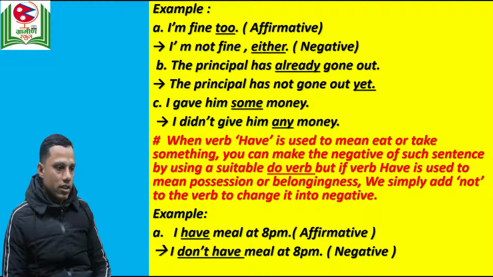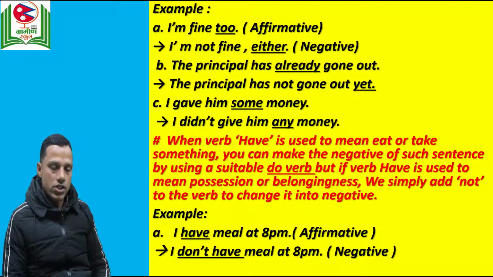Let's see some examples over here. I'm fine too. This sentence is in affirmative form. Now you can simply change this into negative as I'm not fine either. Yes, you can see there the word too in affirmative has been changed into either in negative form. Number B, the principal has already gone out. Now you can change this sentence into negative as the principal has not gone out yet. Already has been changed into yet. Similarly, in number C, I gave him some money. You can change this into negative as I did not give him any money. Here you can notice the word some has been changed into any, right?